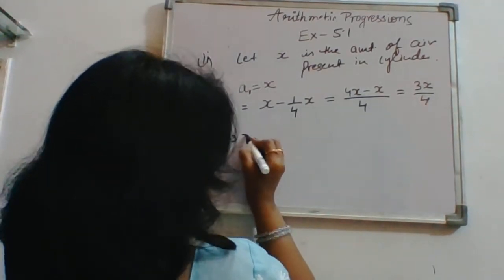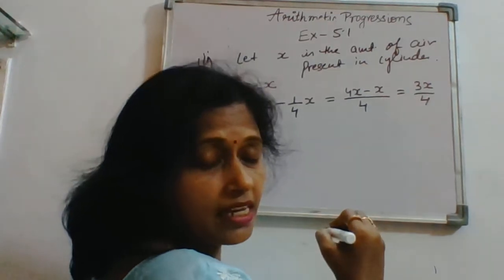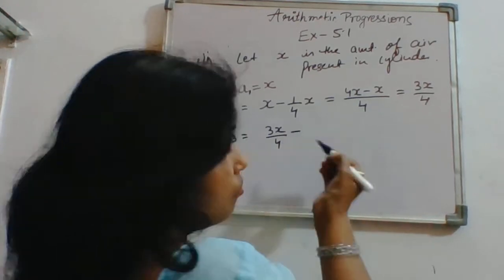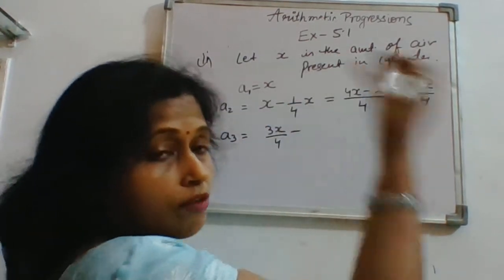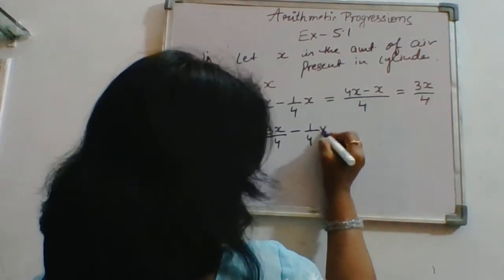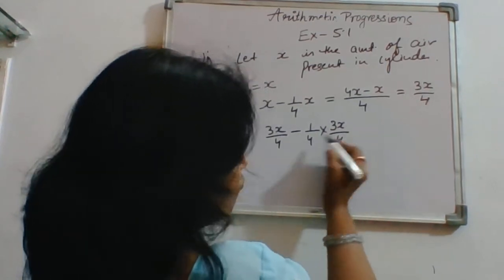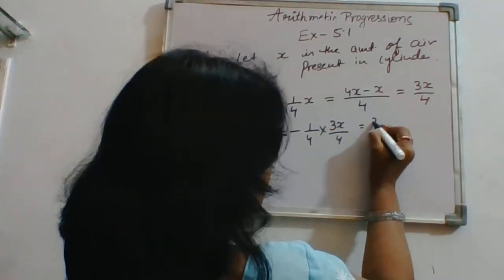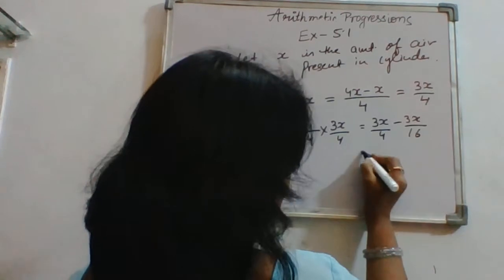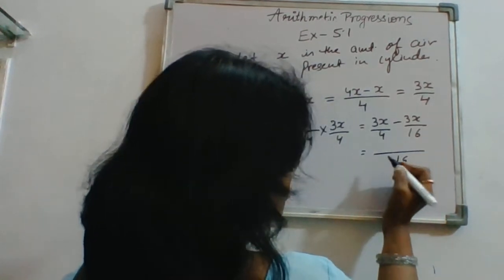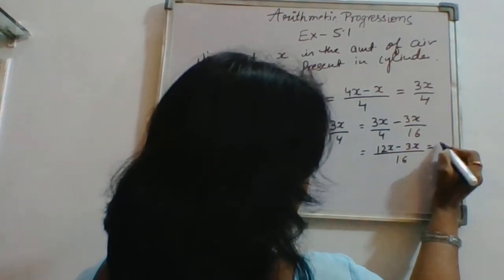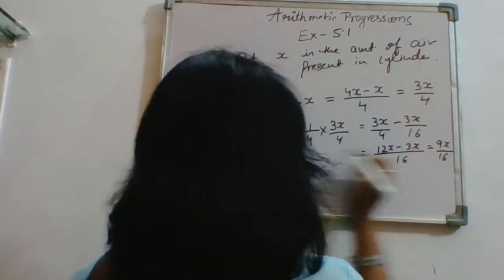Now the third term we will calculate. Now this much air, 3x by 4, is left in the cylinder. Out of this, 1/4 will be removed after the next pump. So the remaining will be 3x by 4 minus 3x by 16. LCM will be 16, 12x minus 3x. So it will be 9x by 16. So this is your third term.